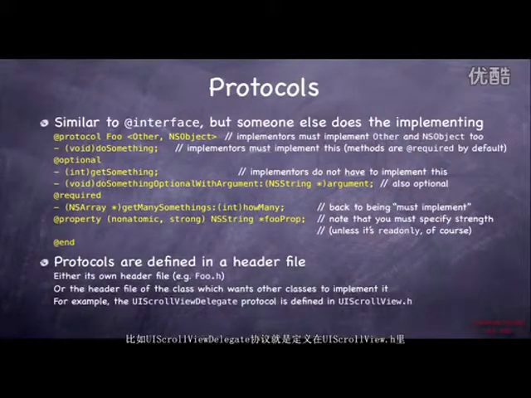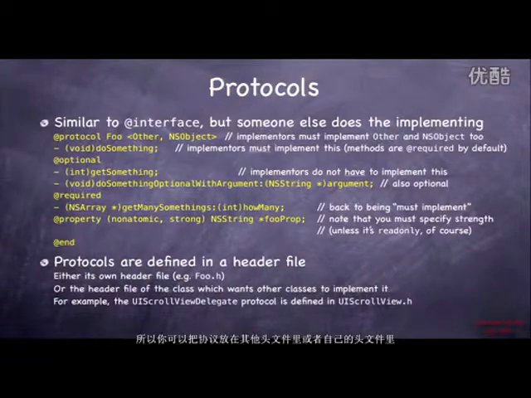So for example, scroll view, which is an iOS class we haven't really talked about, but you can imagine what it does. It has a delegate that has like a dozen methods that it can send to its delegate, and it defines those in a protocol that's defined in ScrollView.h.